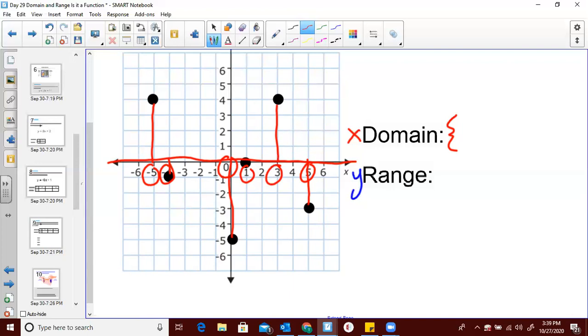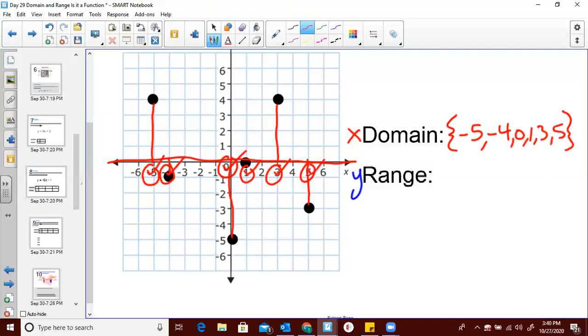So my domain is going to be -5. So I'm going to mark it off. Next one's going to be -4. You can't really see it with the dot there, but that's fine. I have my 0. I have my 1. I have my 3. And I have my 5. And that's going to be my domain.